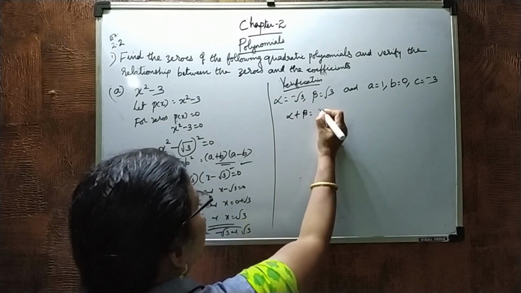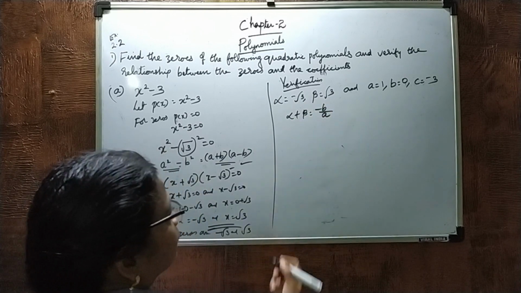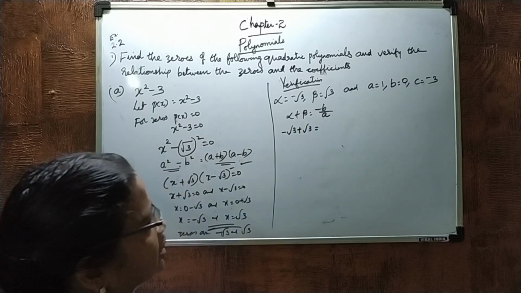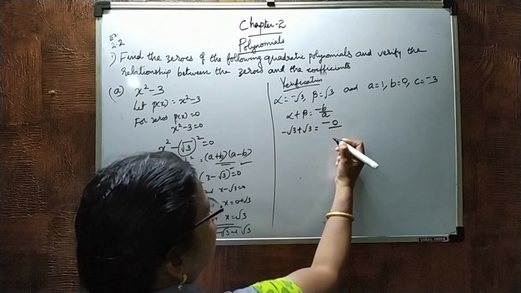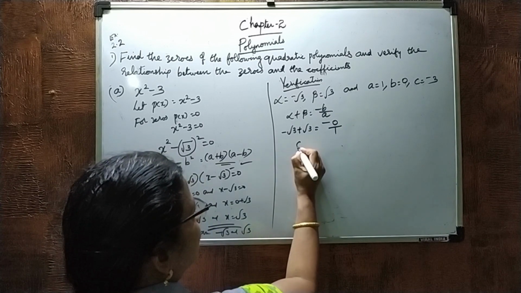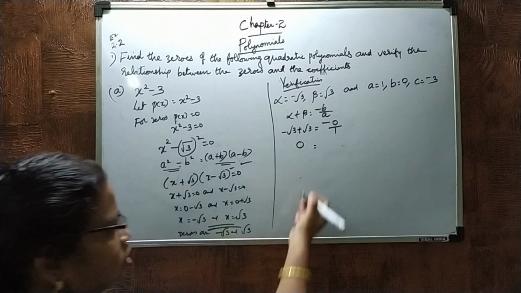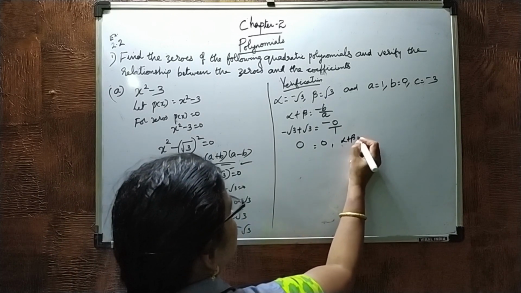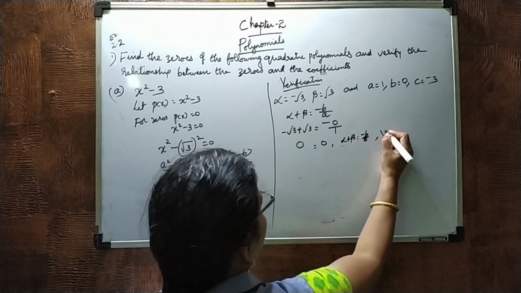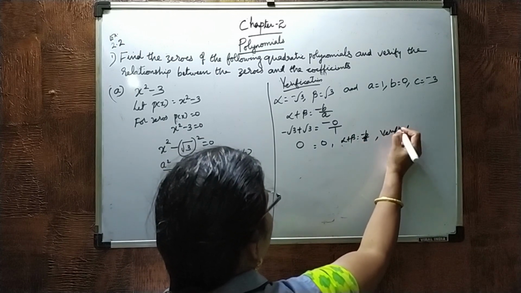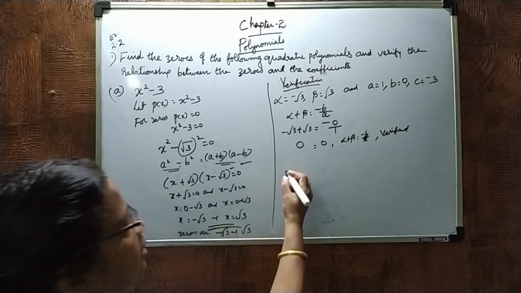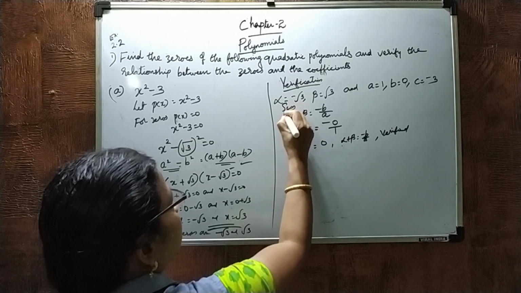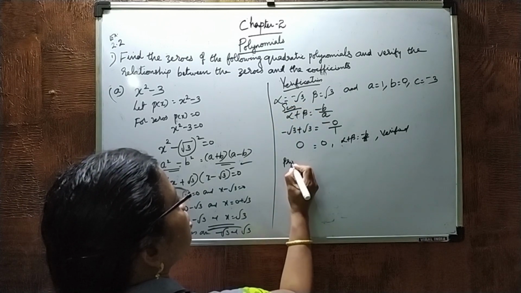Now we will start the verification. Alpha plus beta is equal to negative b by a. So negative root 3 plus root 3 equals negative 0 by 1. Negative root 3 plus root 3 is 0, and 0 by 1 is 0. That means alpha plus beta is equal to negative b by a, and it is verified. This is the sum. Next one, product.